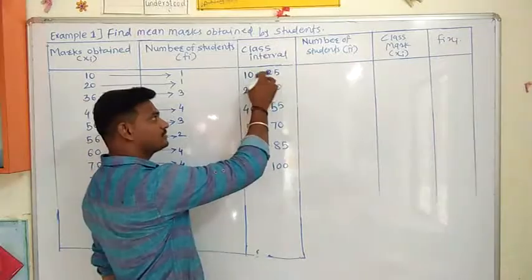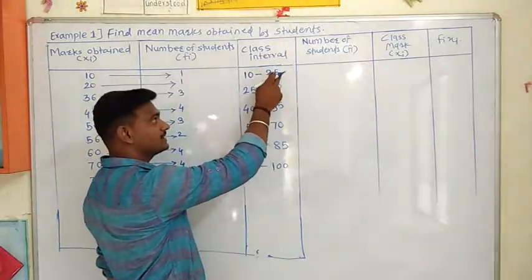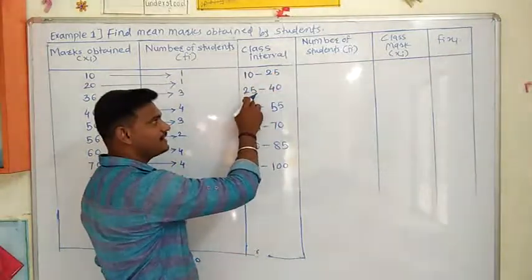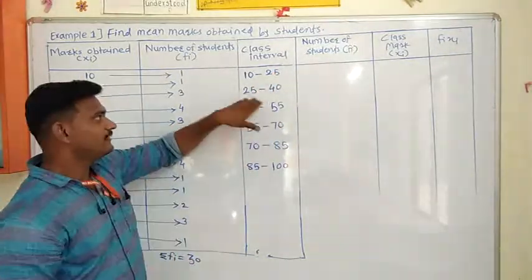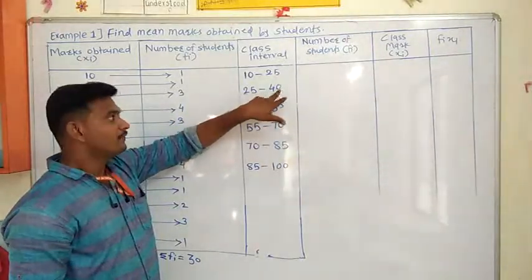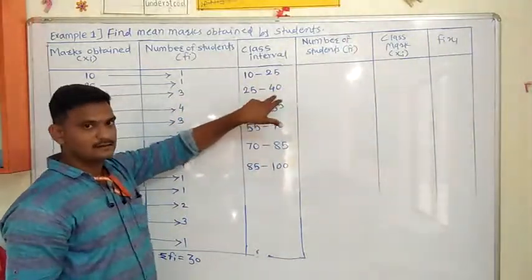That is, if some student got 25 marks, that student we do not have to consider in this class. We have to consider the 25 marks in the next class. That is, here 25 is a lower limit. We can consider a lower limit in this class, but 40 marks we cannot consider in this class.